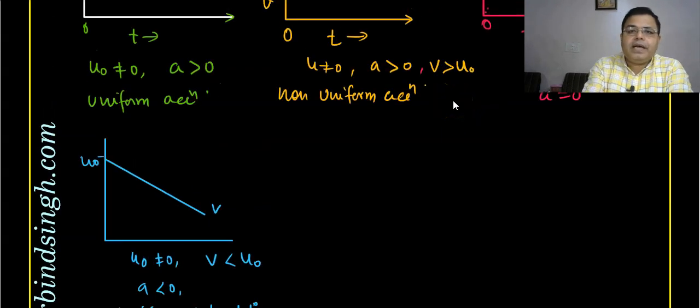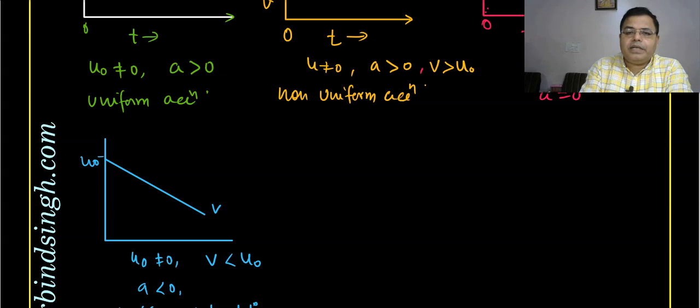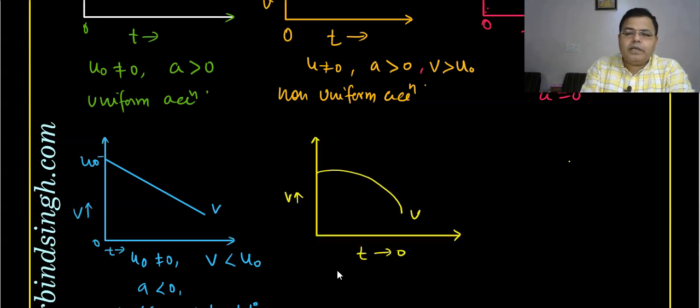And if I have another graph of this category, where the acceleration is non-uniform retardation, in that case also the graph can be like this. Here this is uniform retardation, because this is u naught, this is v, and u naught is not equal to zero, but v is less than u naught, and a is negative because the slope is negative.